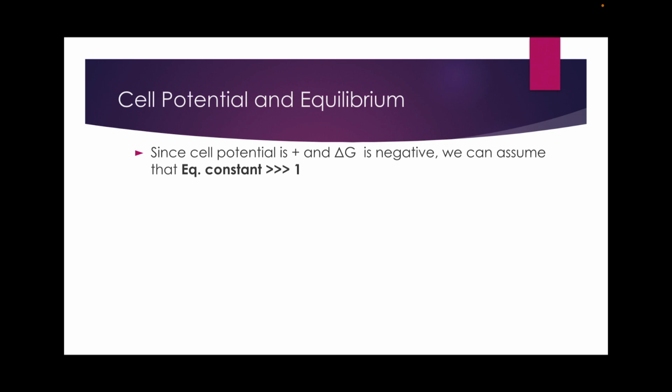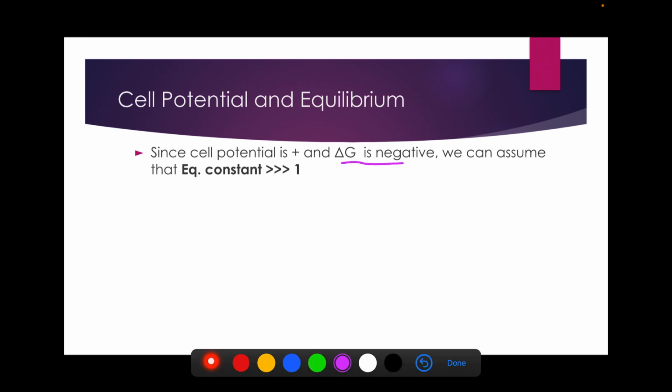Because when equilibrium is achieved, we'll have a very product-favored reaction. Again, this is indicated by the fact that we have a negative delta G, so it's very spontaneous in the forward direction.